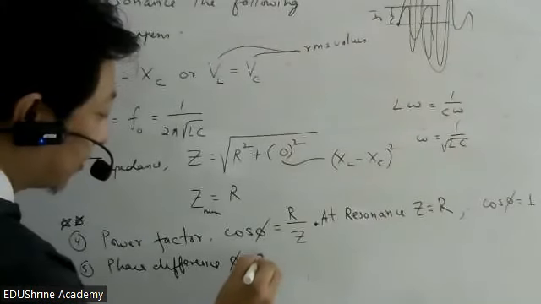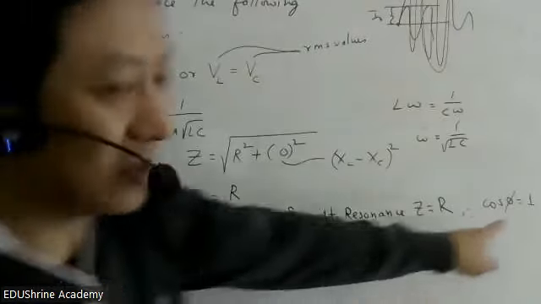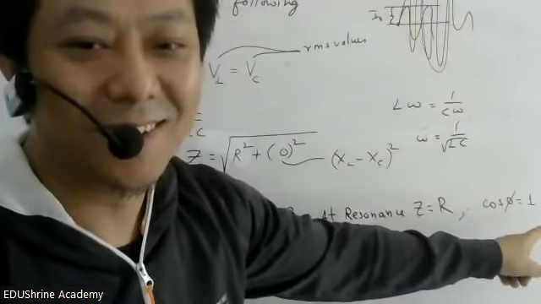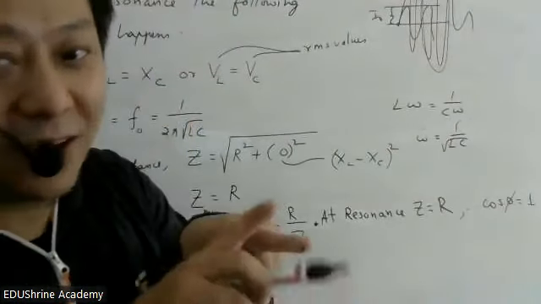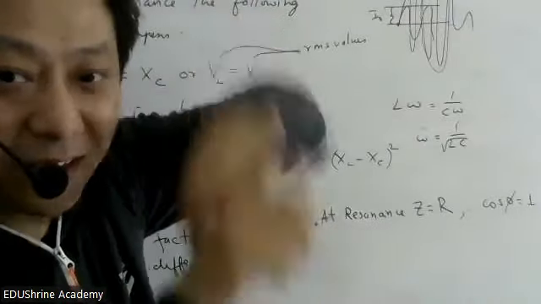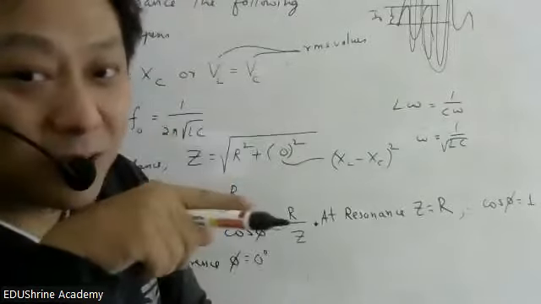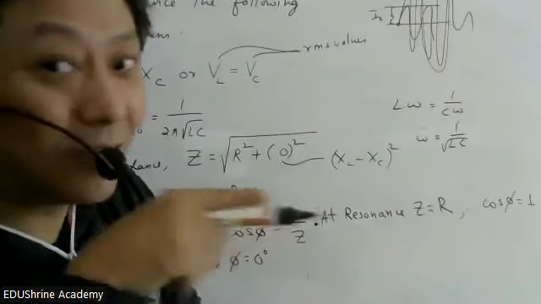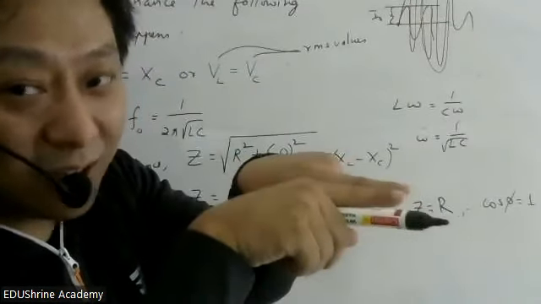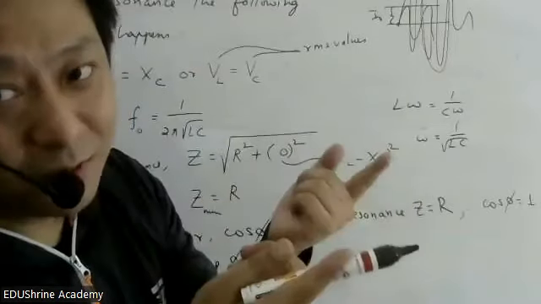So number 5, what happens to the phase difference at resonance? 0, right? Because for which angle is cos of the angle 1? 0. And you also know that at resonance, XL and XC will kill each other, VL and VC. So who will survive? V naught R. And V naught R and I naught are in the same phase. So the phase difference will be 0.